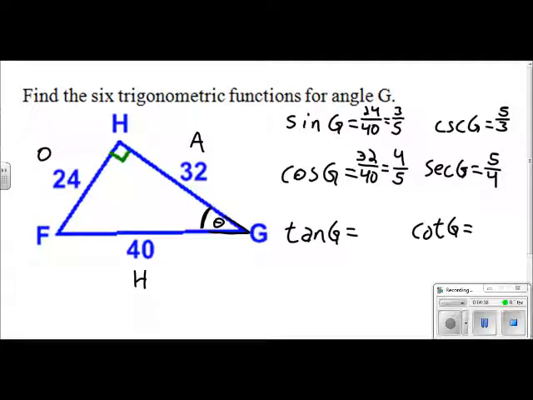Let's try the other way with cotangent and tangent. Remember, the cotangent is going to be the inverse of tangent, and tangent was opposite over adjacent, so the cotangent would be adjacent over opposite. So it would be 32 over 24, which we can reduce down to 4/3. Tangent is just the inverse of that, so we can flip that around and say the tangent of G is 3/4. So not too terribly difficult.